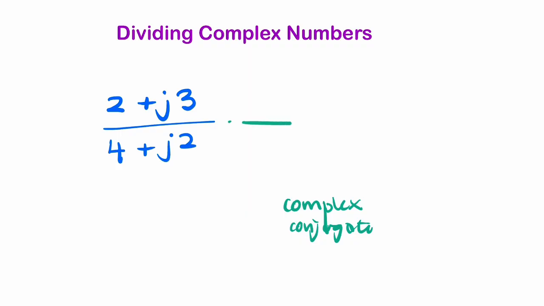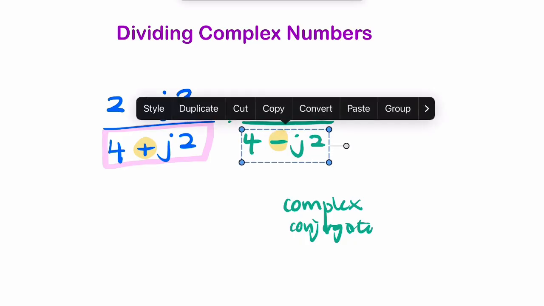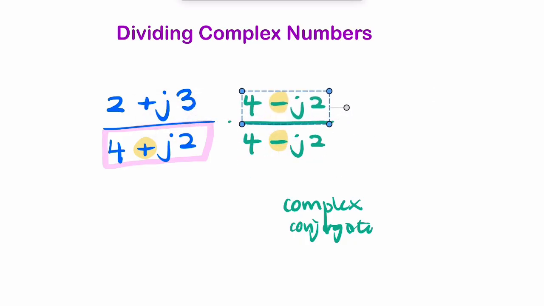And it's only the denominator we're interested in. So we look at this, and then we multiply by the complex conjugate, which is the same real component, but then we reverse the sign of the imaginary component. Okay, so it's only the denominator that we use. But then we write that twice. We write it both in the numerator and the denominator.